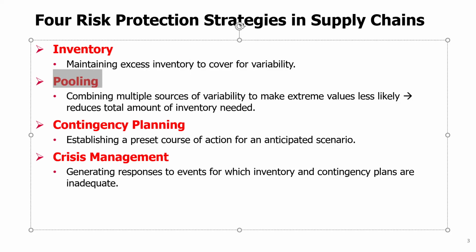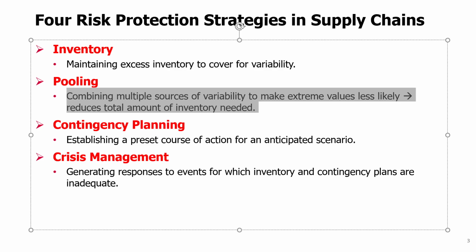The second strategy is pooling, and actually this will be the main topic of this part of the course. Pooling is basically trying to combine multiple sources of variability in order to make extreme values less likely. If you combine multiple sources of variability, you will reduce the standard deviation or coefficient of variation of the overall demand, and therefore maybe you will need less inventory to maintain the same service level and protect yourself from some stockouts or other negative effects.